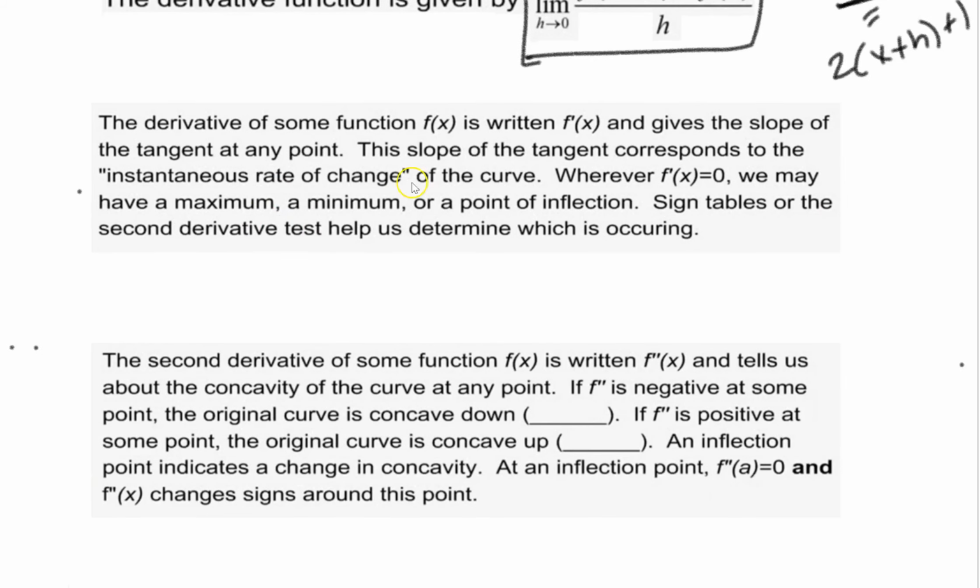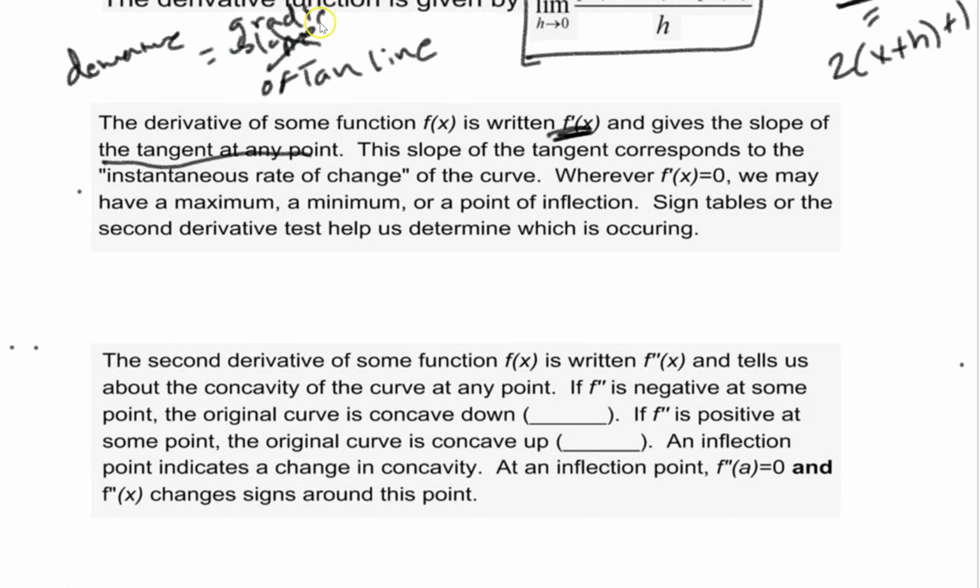Don't forget the derivative of some function is written f prime of x and gives the slope of a tangent line at any point, right? Derivative is the slope of a tangent line. Instead of saying slope, they'll say gradient function or gradient. It's the exact same thing.